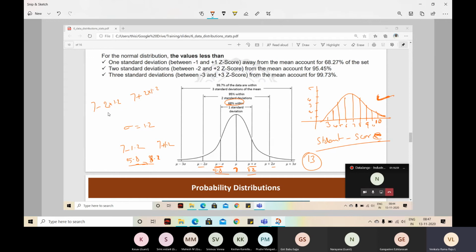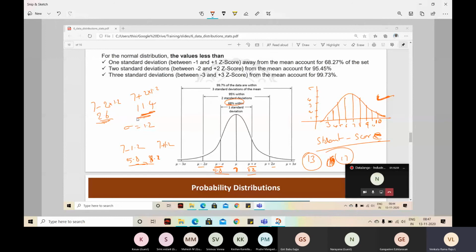7 minus 2 into 1.2 is 2.4, right? So 2.6 and 11.4. And 95% of the students' scores are going to be within this range. So almost like around 18 people, or maybe 17 students' scores are going to be within this range.